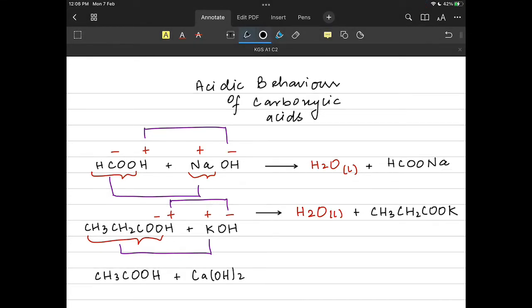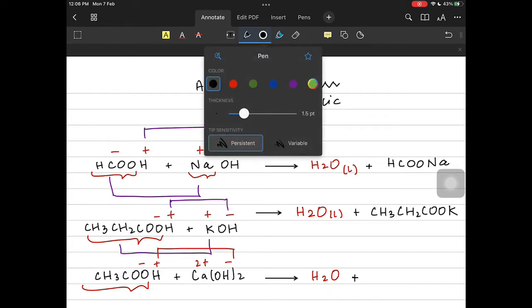A 2-carbon carboxylic acid would be ethanoic, and we have calcium hydroxide over here. We again allot the charges. H gets the positive and the oxygen gets the negative, while in calcium hydroxide, calcium is +2 and OH is -1. We do the partner exchange. So H goes to the OH and gives us water molecules, while calcium positive 2 charge should go to the negative ion of the carboxylic acid.